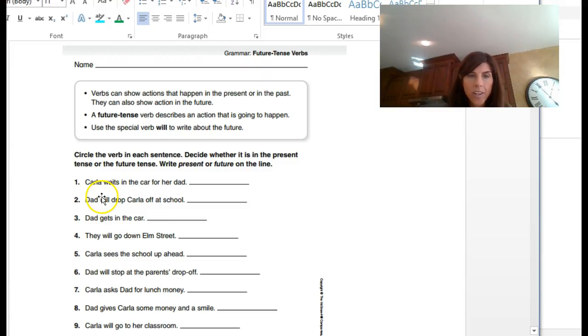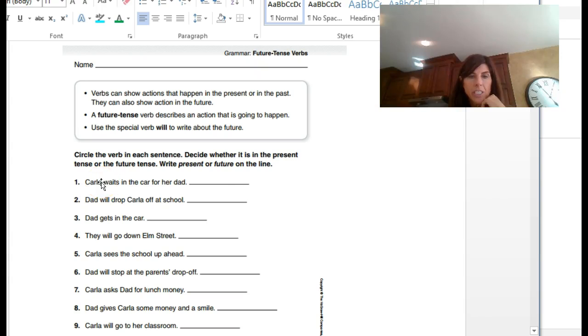Right, I'm going to go over this week's grammar packet, and the first page here is about verbs again. So remember, verbs can show actions that happen in the present or in the past, and we're looking at future. So an action that takes place in the future. It's going to happen. Use the special verb will to write about the future.